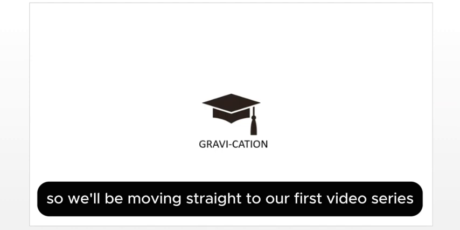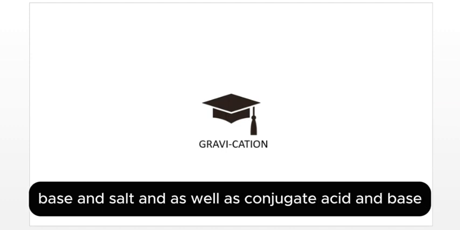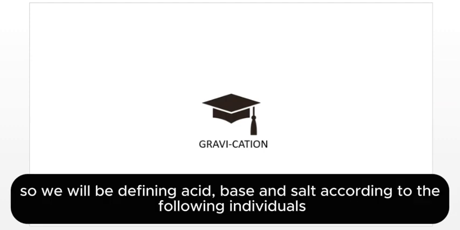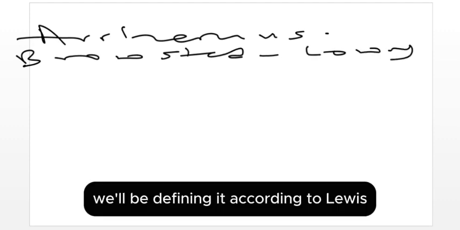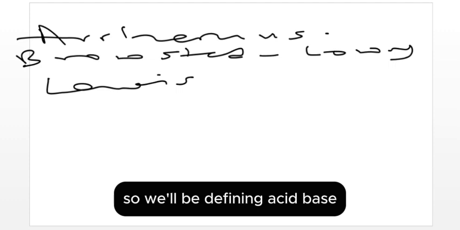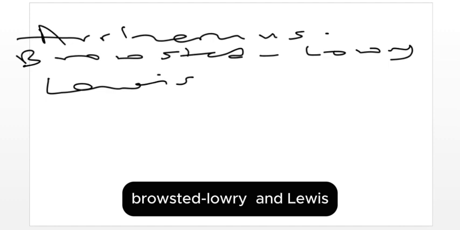So we'll be moving straight to our first video series, which is talking about definitions of acid, base and salt, as well as conjugate acid and base. We'll be defining acid, base, and salt according to the following individuals: Arrhenius, Bronsted-Lowry, and Lewis.